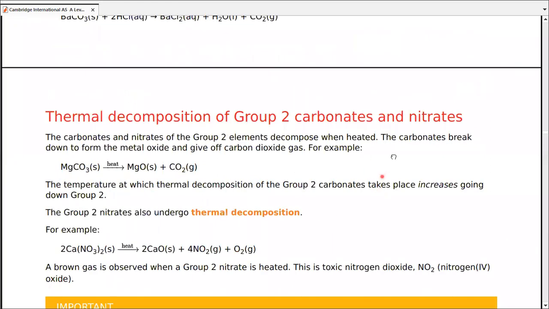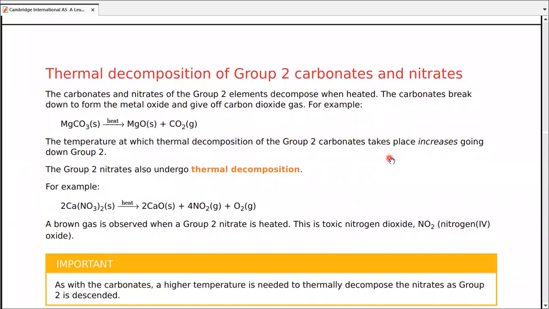Okay, so thermal decomposition of group 2 carbonates and nitrates is something we have discussed as a part of IGCSE. Let's revise quickly. Carbonates can be broken down into oxides and carbon dioxide. Since we are doing it with heat, the term is thermal decomposition. The temperature at which thermal decomposition of group 2 carbonates takes place increases going down group 2, which means it's easier to break magnesium carbonate, but it would be difficult to break down barium carbonate.